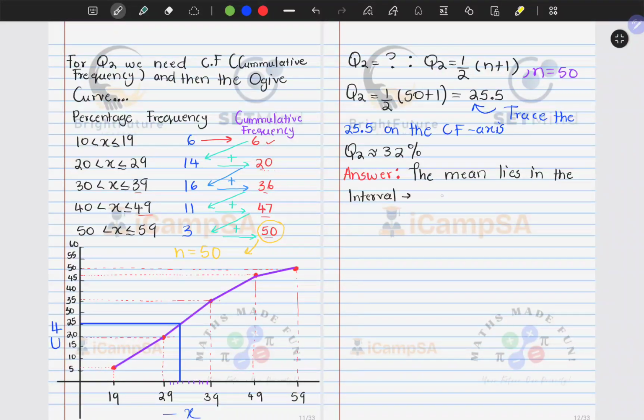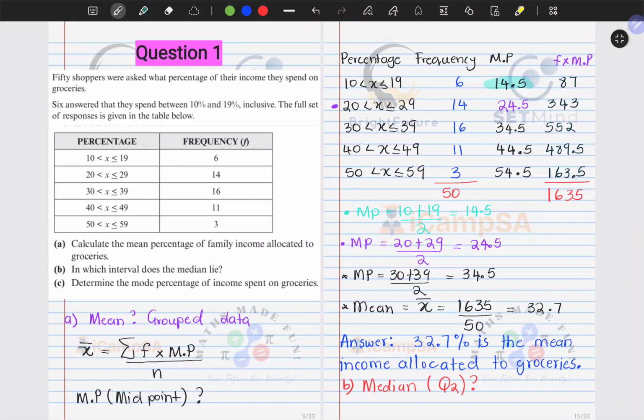If you look at that interval, it's the interval x is less than 39, but greater than 30. Okay, so that is our answer, guys. I do hope that it does make sense to you.